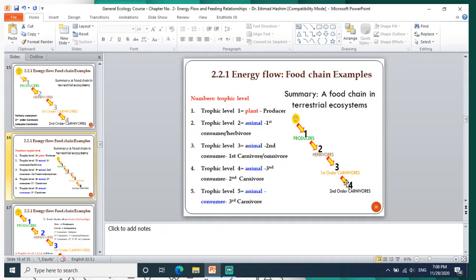Then if you come to trophic level number 4, it will be the third consumer, because here the first consumer, second consumer, third consumer. But it is the first trophic level, second trophic level, third trophic level, fourth trophic level. Okay, so as the fourth trophic level, it will be the third consumer, but the second order carnivore. And the second order of carnivores only eat animals.